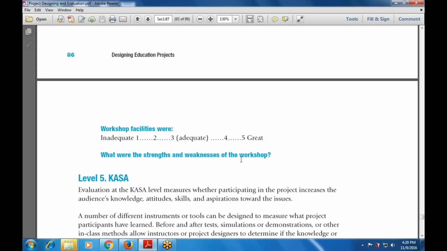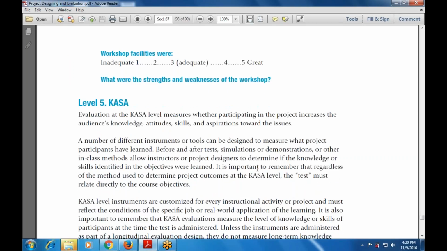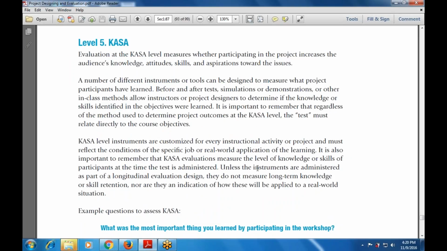Before and after tests, simulations, demonstrations, or other in-class methods also allow the instructors or project designers to determine if the knowledge or skills are good, related to the project outcomes at the CASA level. The test must be related to the course objective, customized for each instructional activity of the project, and must reflect the conditions of the specified job or real-world application of the learning. It is also important to remember that CASA measures the level of knowledge or skills of the participant at the time the test is administered.